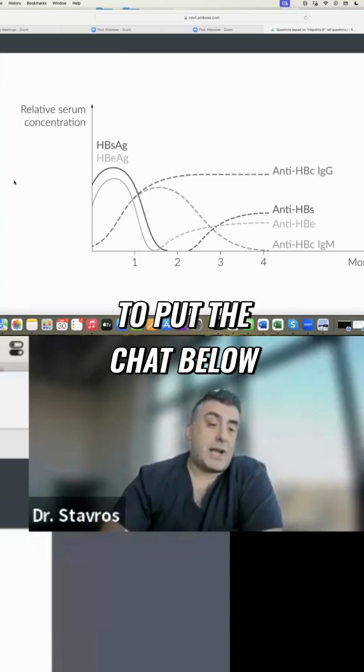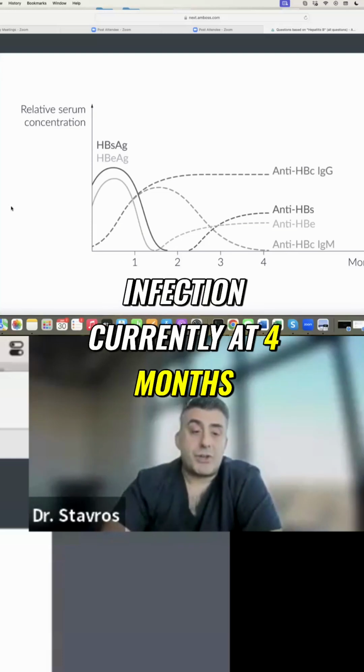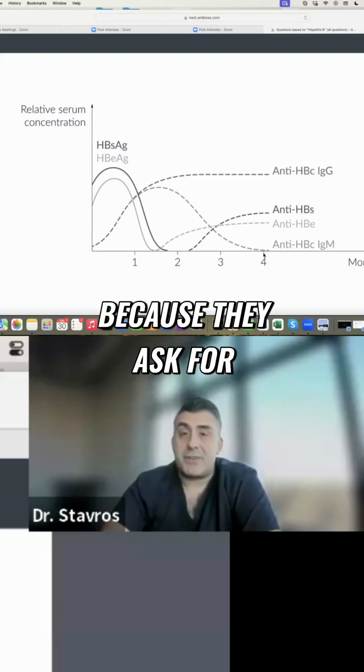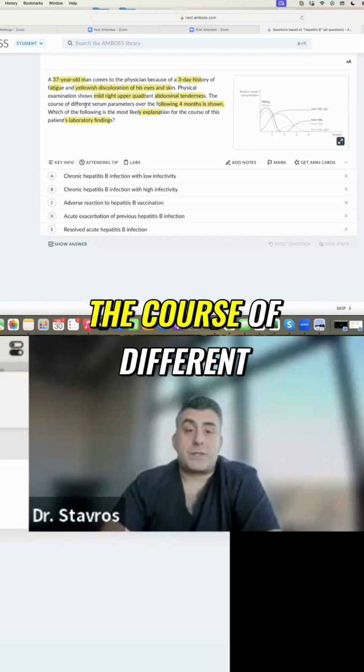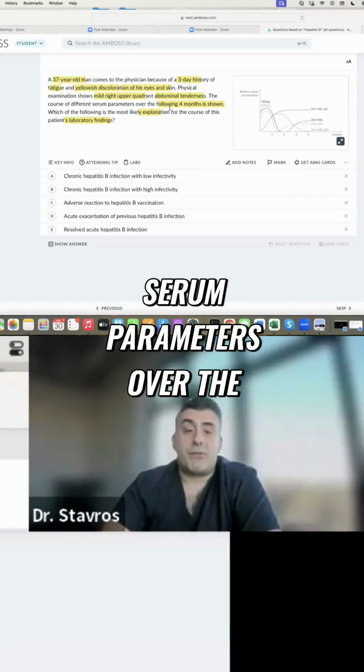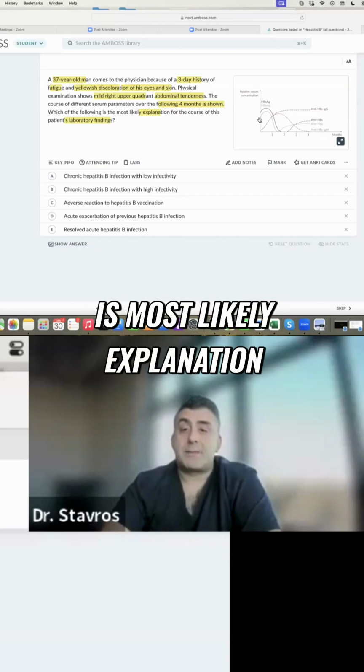I need you guys to put in the chat below. Tell me, is this person infected, yes or no? Do they have an infection currently at 4 months? Because they ask for the next 4 months, right? This is what the question asks. They go, the course of different serum parameters over the following 4 months is shown. Which of the following is most likely explanation?